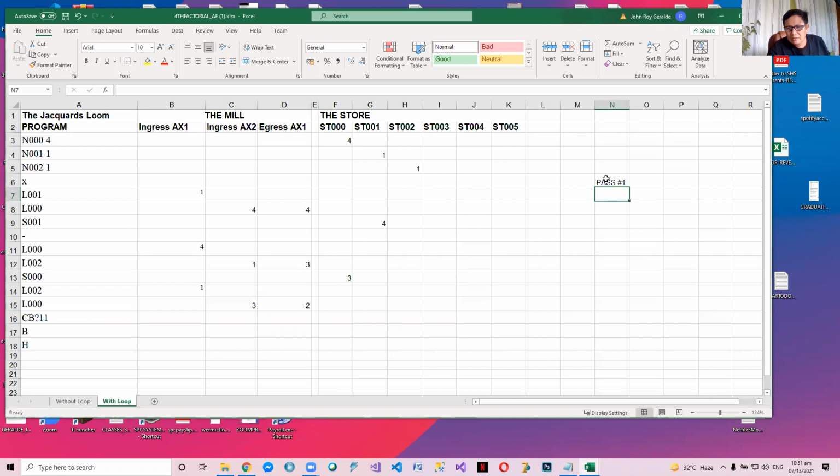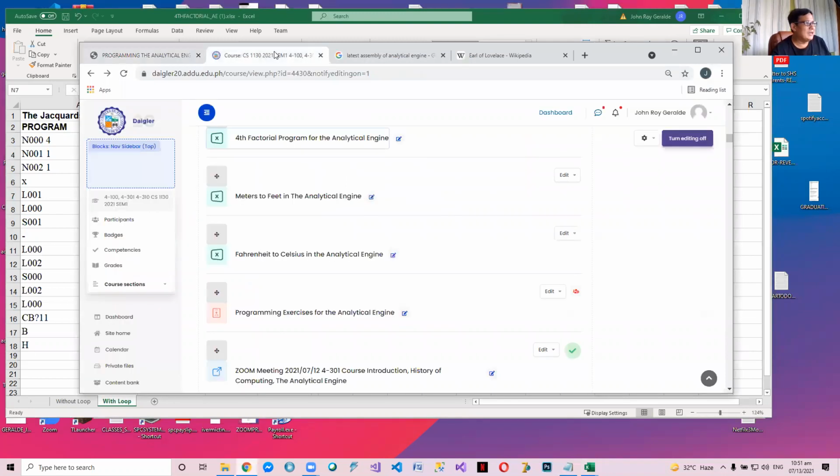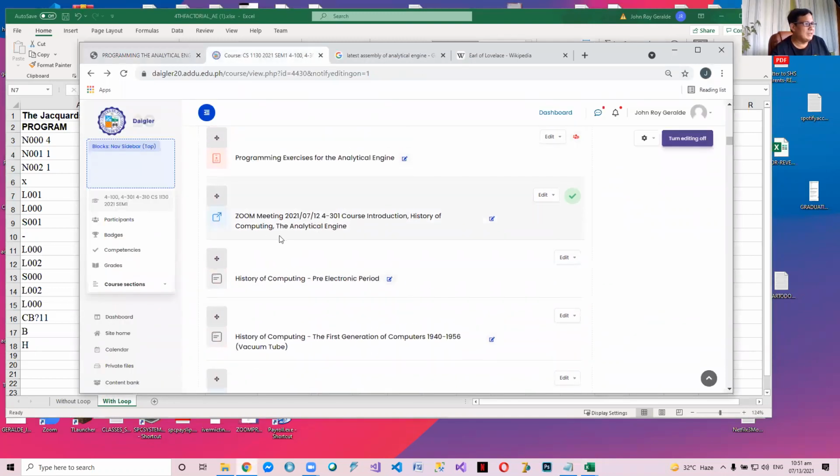Okay. Saan po ma-access ang recording? In the regular site. No? Dito, no? Sa ating regular site. Katulad last meeting, may ito, lalagyan ko ng Zoom meeting. Do you follow? And this is 4-301. In your case, it will be 4-100.